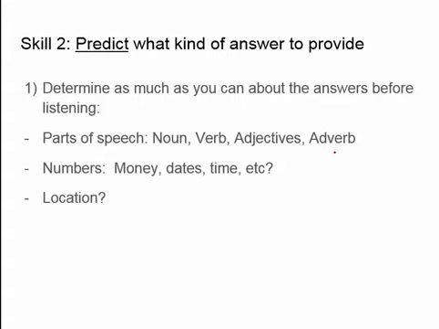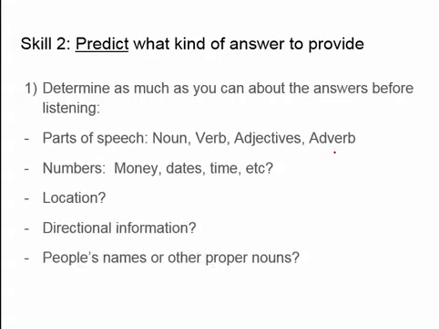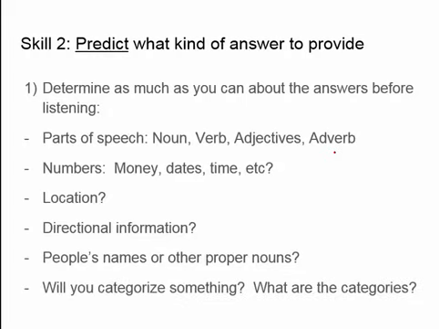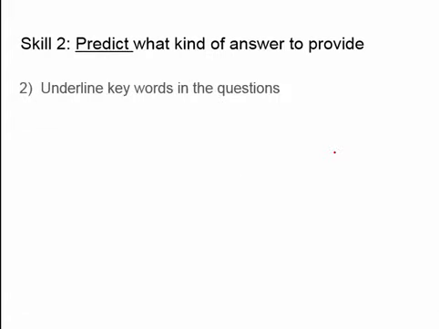Are they going to describe a location? Are they giving directions? Are these people's names or proper nouns you'll need to listen for? So many different categories, and you can often figure out what it is just by looking at the questions and the answers. You may need to categorize something. Can you figure out the categories? All of this kind of thing is so useful for you before you listen to a passage. Secondly, then, if you have time, underline some of the key words in the questions to help you remember what you're supposed to listen for.